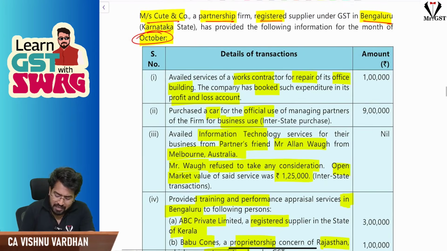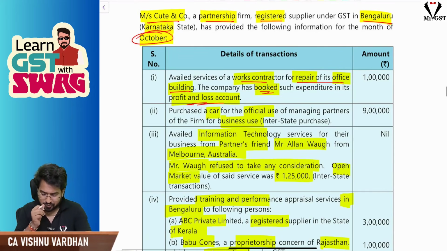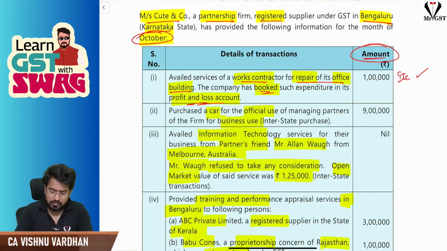Now, they have availed works contract services for repair of its office building, booked to P&L. Okay, that means this is a purchase on which you can take ITC. Okay, this column is the amount column, not the GST column. Please be careful here. Car for official use, business purpose, for managing partners, is blocked credit under section 17(5).